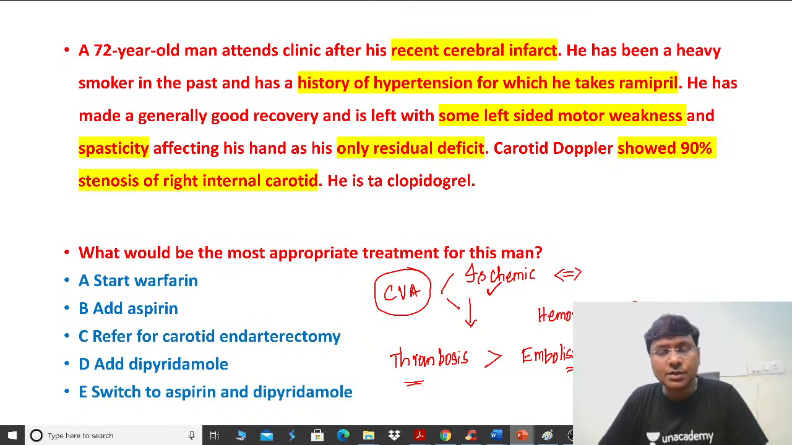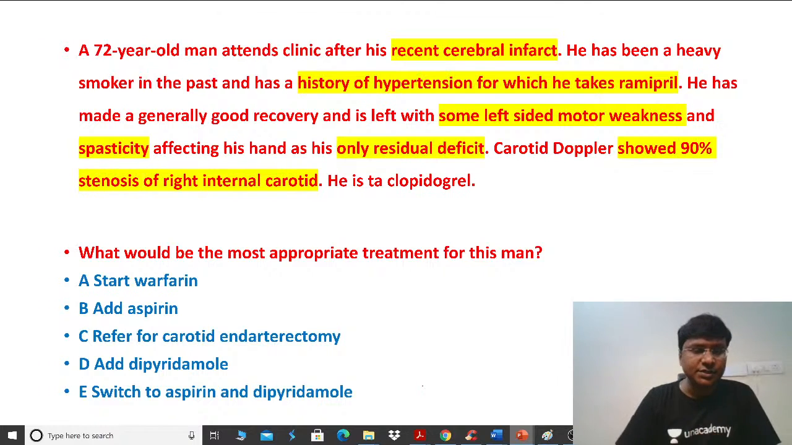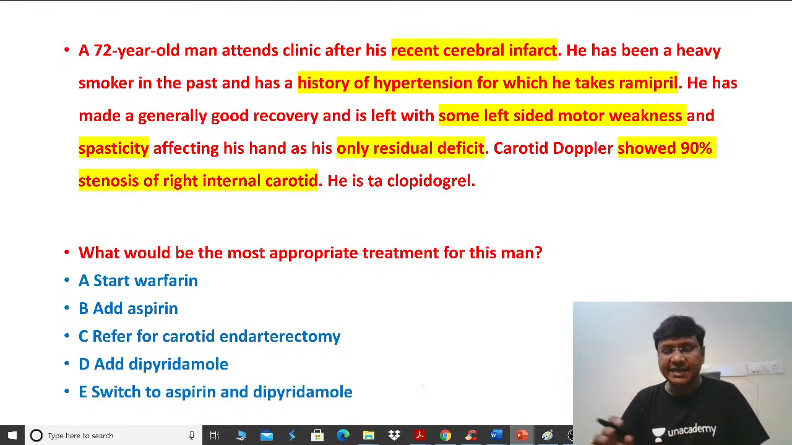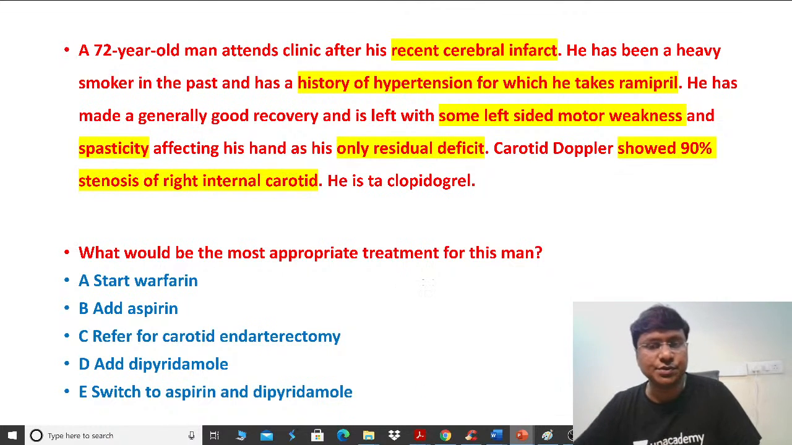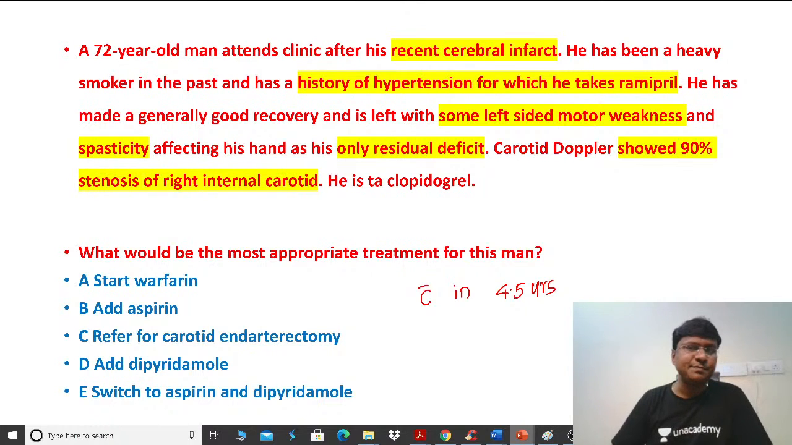Okay. Now, after having discussed the ischemic stroke in this individual, suppose the same patient has presented to you within 4.5 hours. Will you thrombolyse this patient or not? Or do you want any more history?